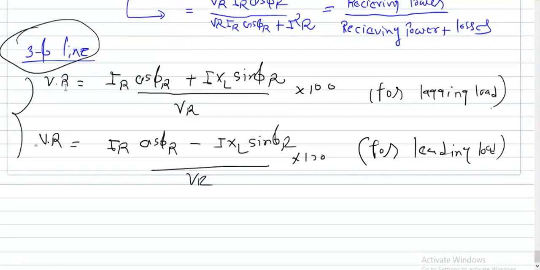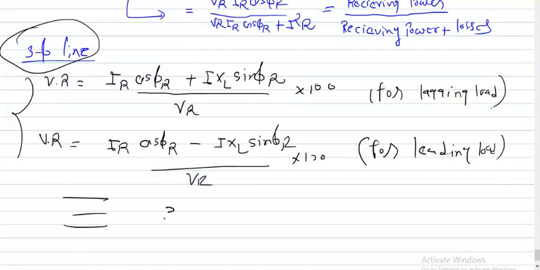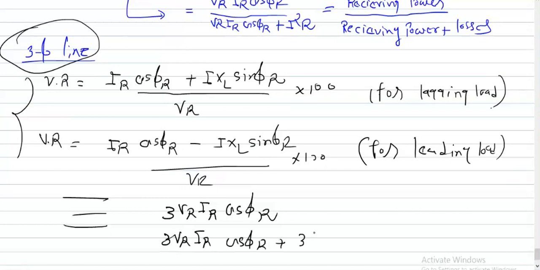And this is the voltage regulation for a three phase line. And what about the power? In a similar way, if the three lines are there, the power is 3 VR IR cos phi r, and the sending end power is 3 VR IR cos phi r plus 3 I squared R, because of the three lines.